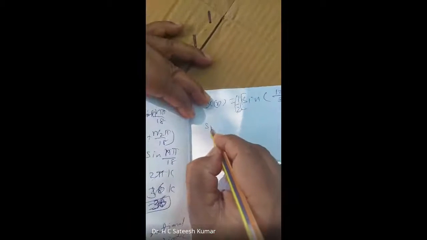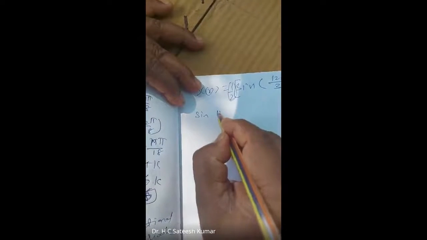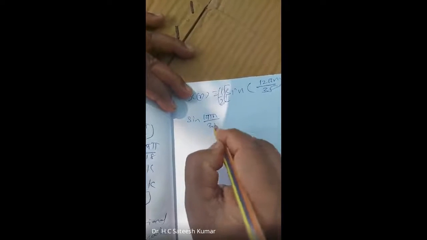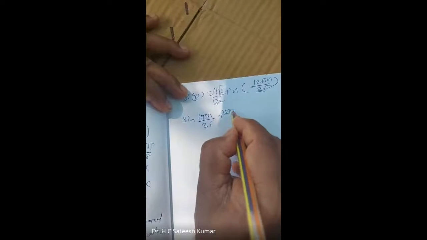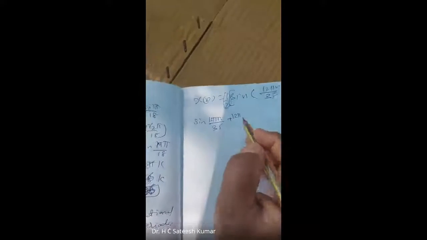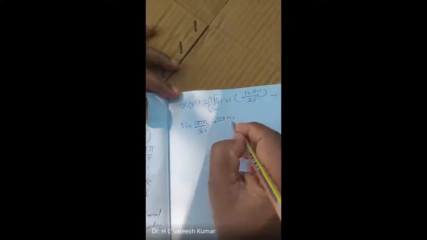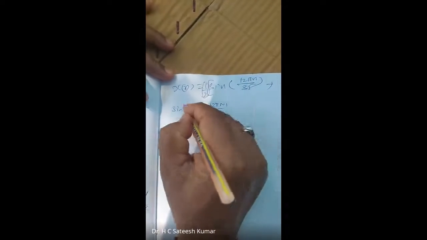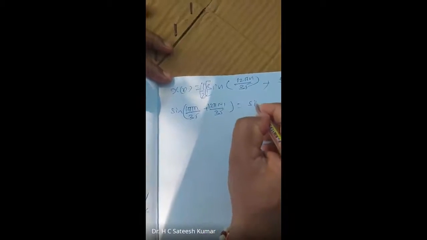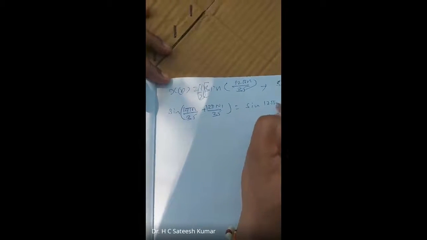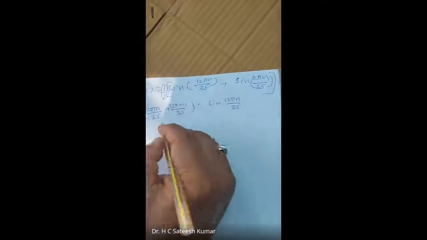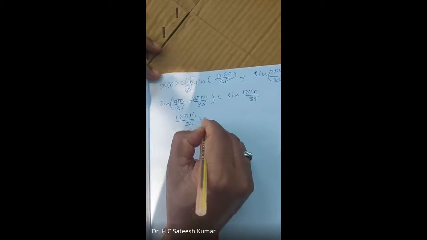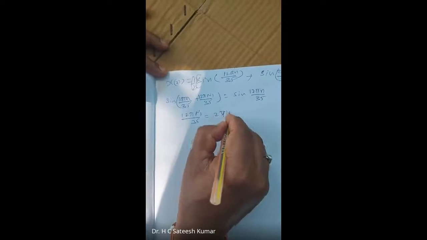What is that we have? Sine of 12 pi n divided by 35 plus 12 pi n1 divided by 35 should be equal to sine of 12 pi n divided by 35. When these two are equal, 12 pi n1 divided by 35 should be equal to 2 pi k.